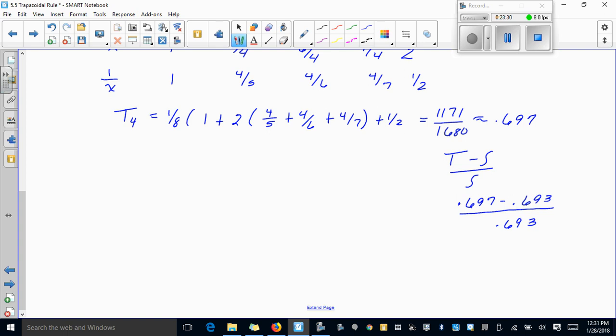Dividing by 0.693 gives us 0.005772. And when I move this decimal over to get a percent, that gives me 0.577%. So that's how much we overestimated by, 0.5%. So not bad. Compared to the last problem where it was 6%. That's how much we overestimated. So we overestimated by about 0.6%, which is not bad at all. Closer to 0, the better.